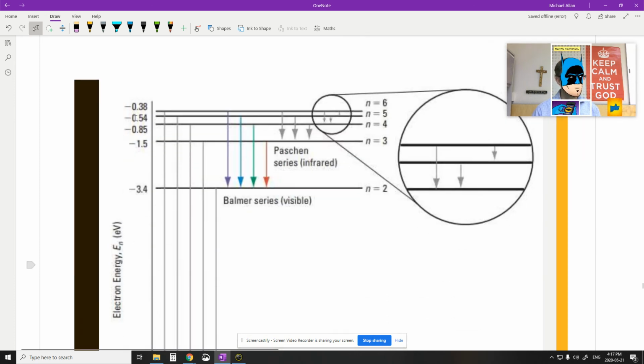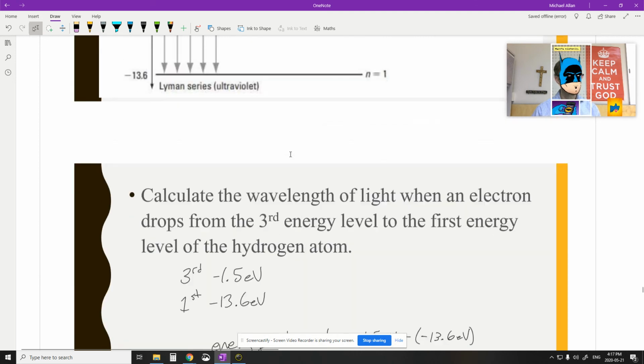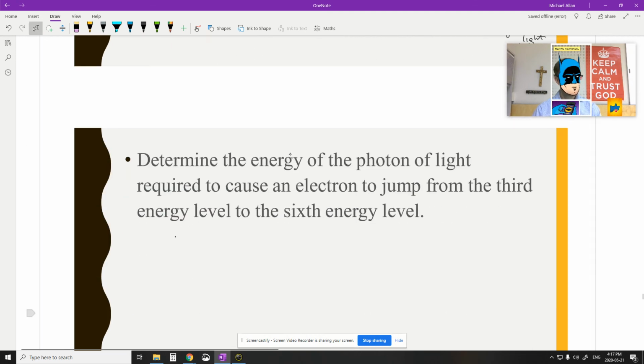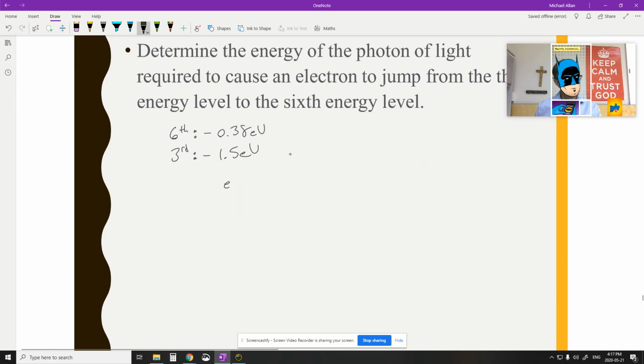So what are we at? The third is negative 1.5, and the sixth is negative 0.38. These are all negative numbers. Okay, so to find the energy required, again, you just find the difference.